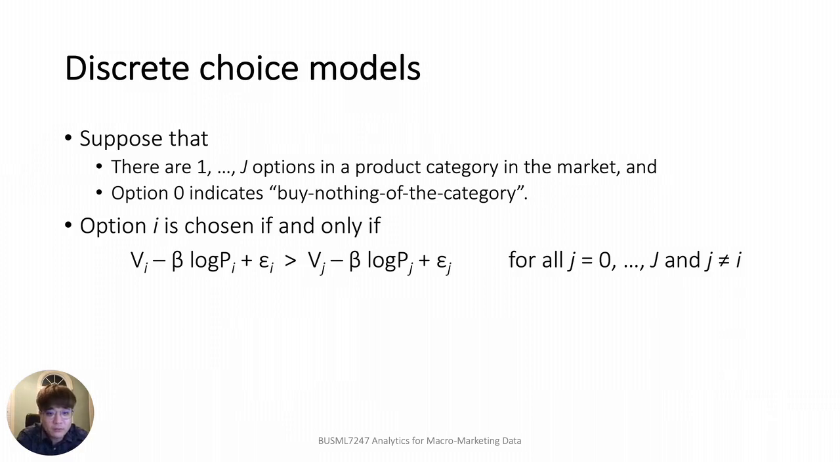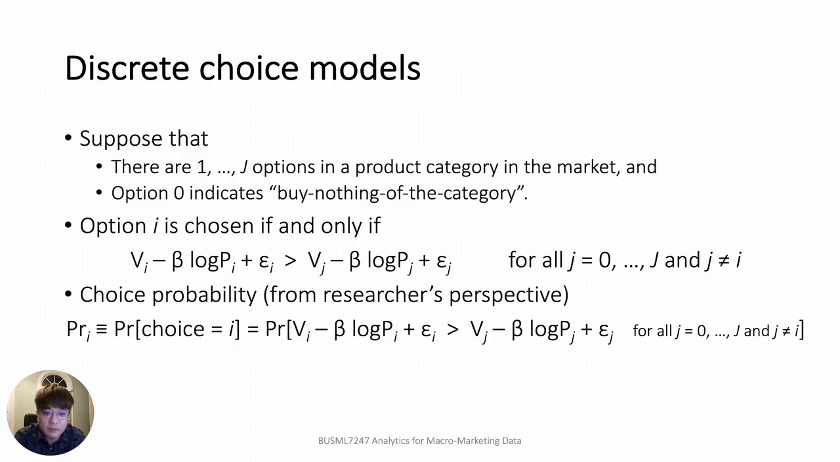Then, the choice rule for option i is formally given as follows. Option i is chosen if and only if the observed utility minus beta times log price plus the unobserved utility for option i is greater than that for the others. If there are only two options, Chips Ahoy and Keebler, then this choice rule becomes the same as before.